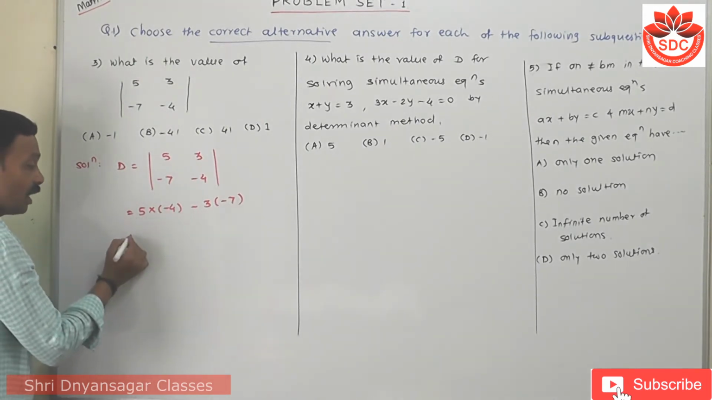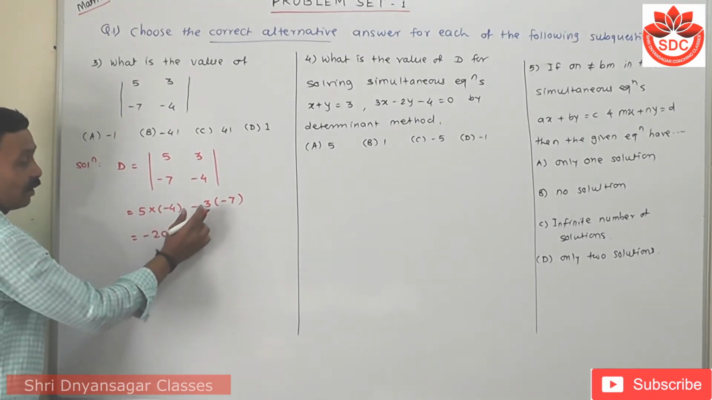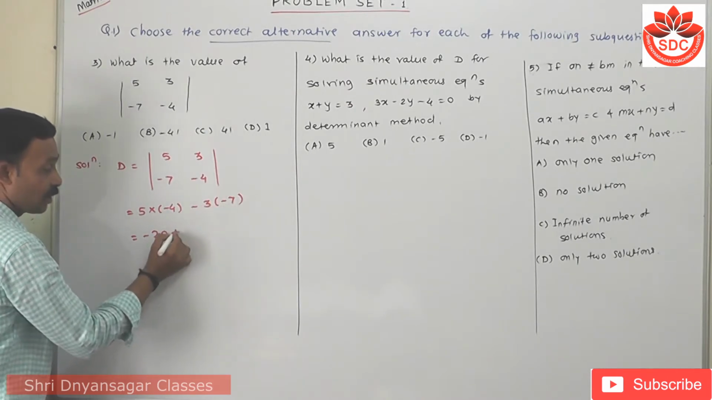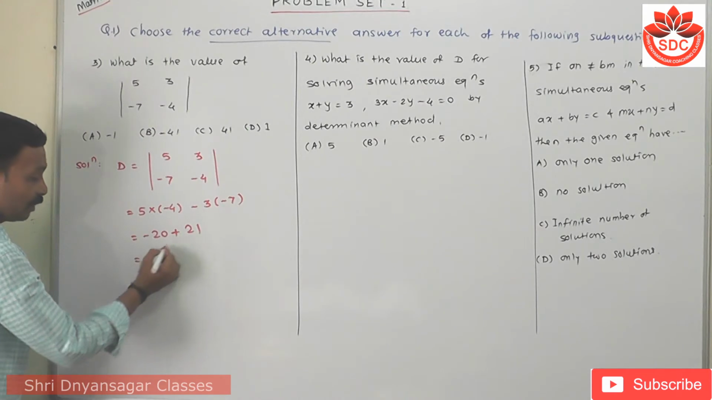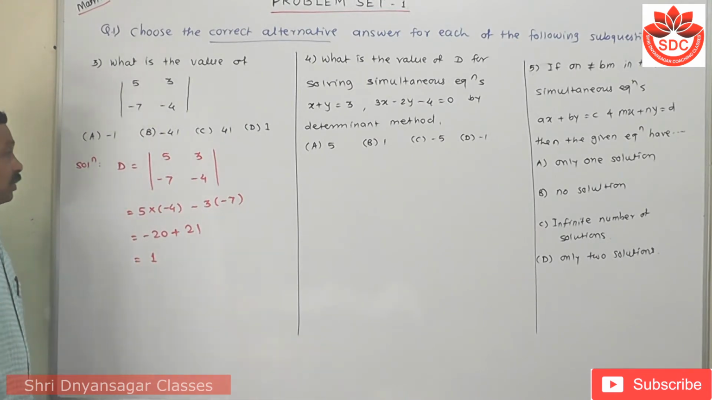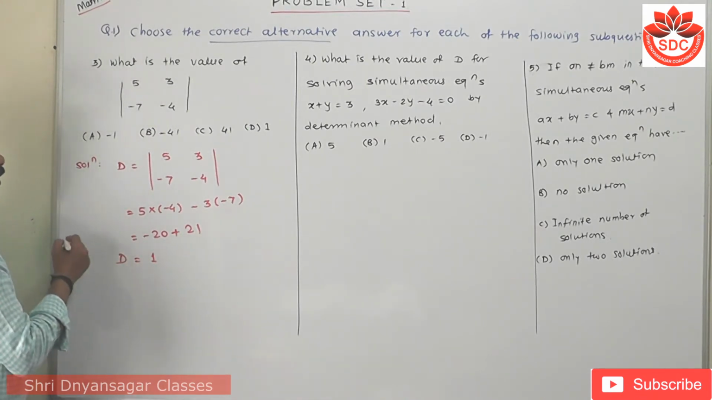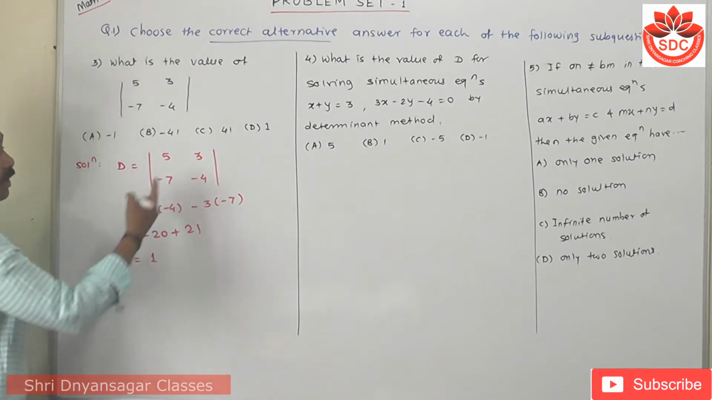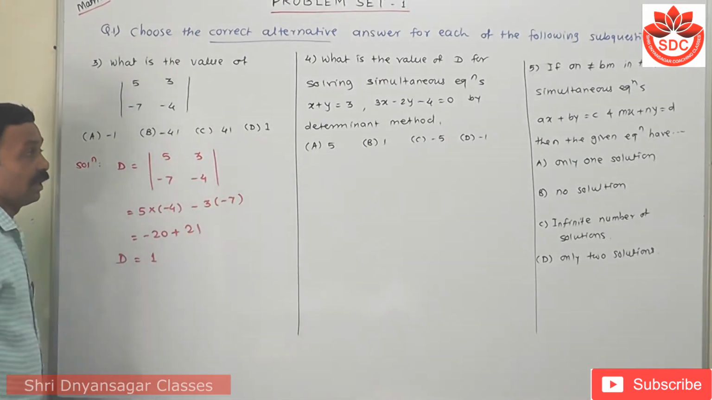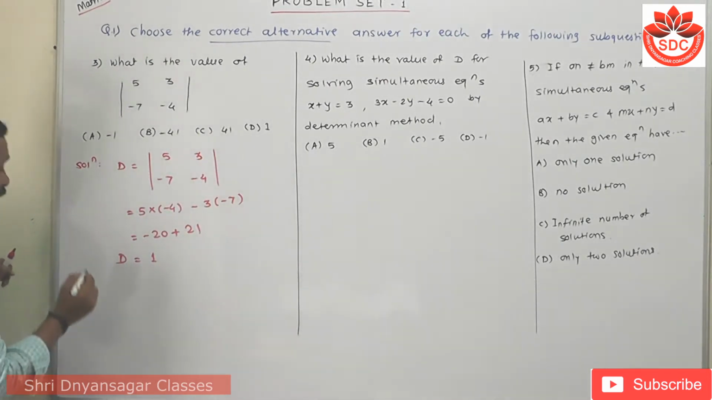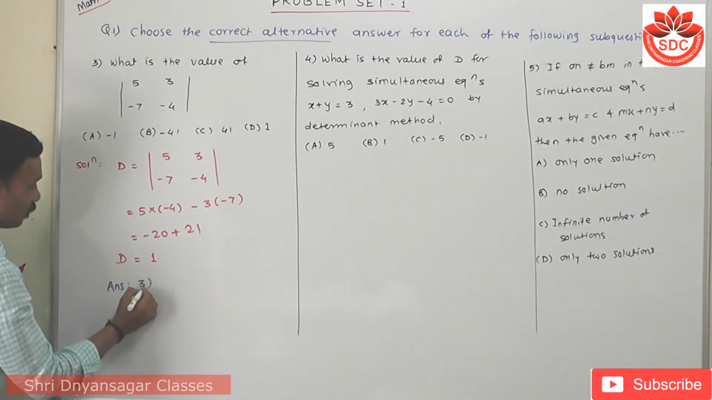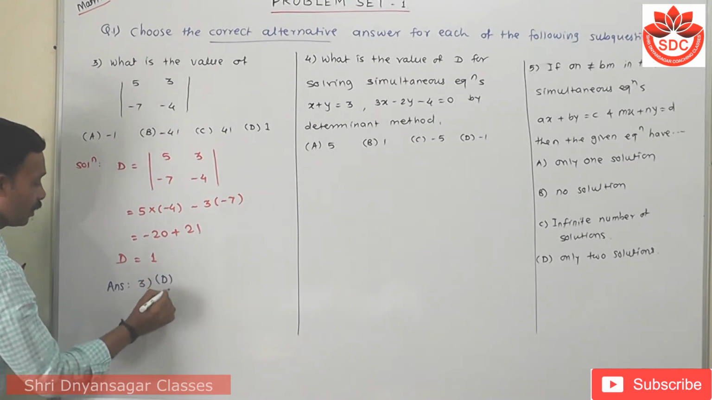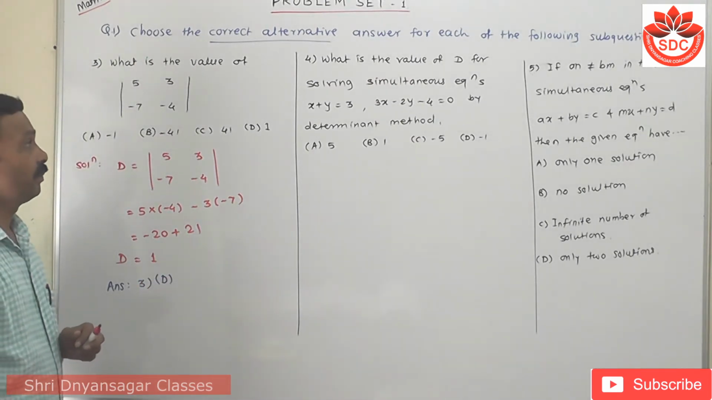Then 5 fours are minus 20. This is minus minus plus, this is 21. When we take its subtraction, then it becomes plus 1. So that the value of this determinant is plus 1. Here plus 1 is for the value D. So that the answer of this question third is D, which having the value is 1.